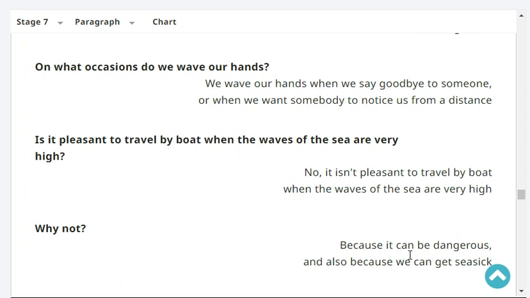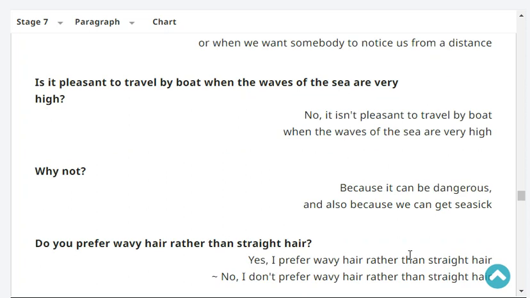Is it pleasant to travel by boat when the waves of the sea are very high? No, it isn't pleasant to travel by boat when the waves of the sea are very high. Why not? Because it can be dangerous, and also because we can get seasick.